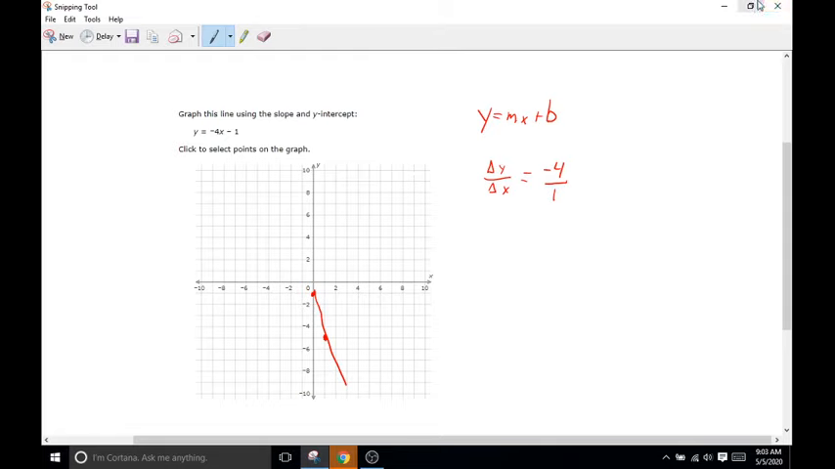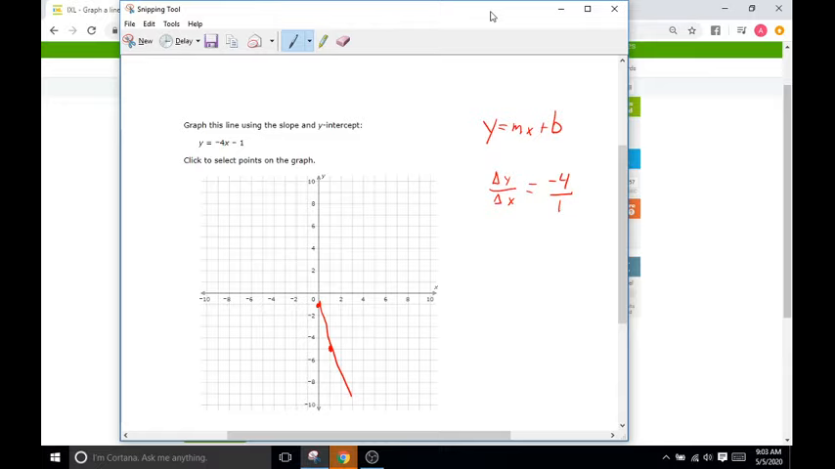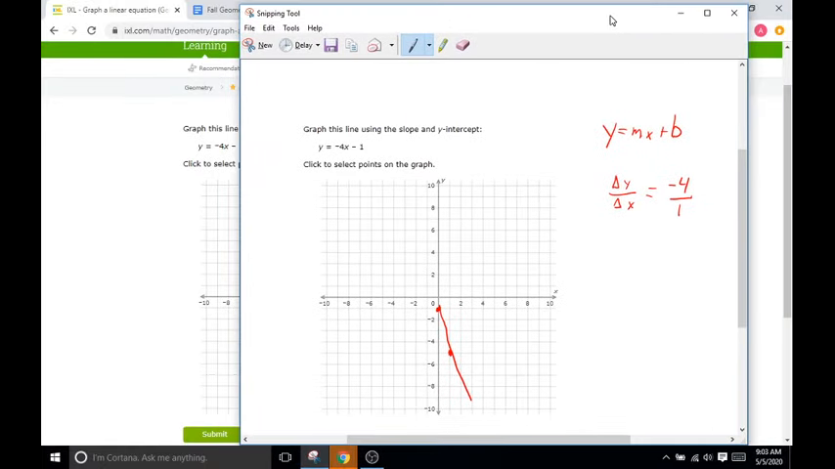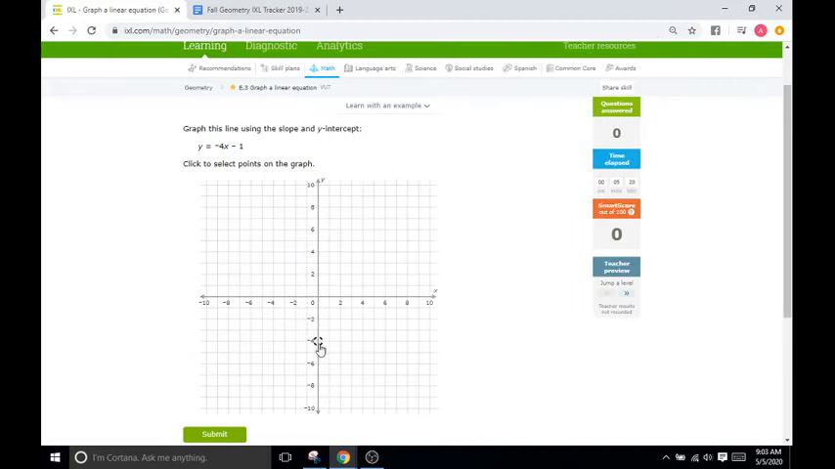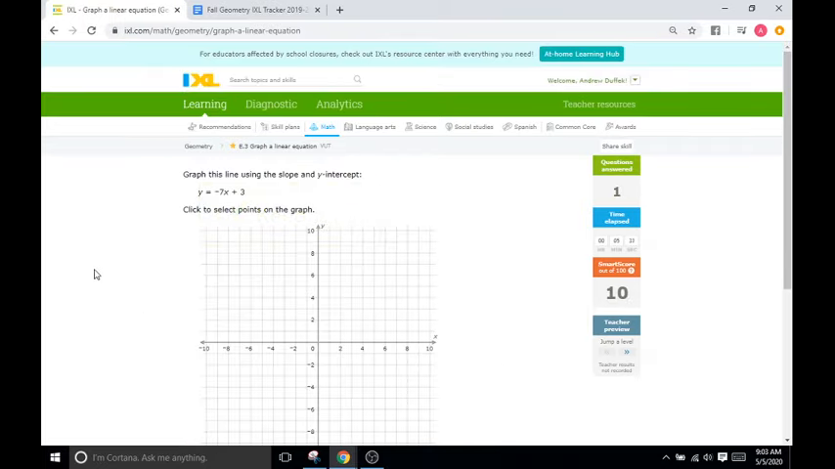So we'll go back to our IXL here. Because we'd have to actually graph the line, just to make it easier, let me write the points down. Our first point is going to be at (0, negative 1), because of the y-intercept. And our other point looks like it's going to be at (1, negative 5). So (0, negative 1) and (1, negative 5). Start with (1, negative 5), and then (0, negative 1). So the line should be like that. Submit. There we go.